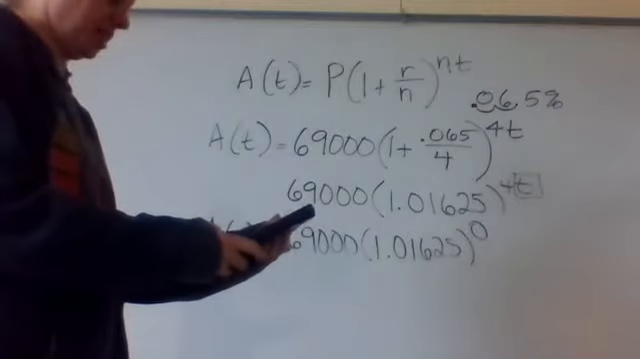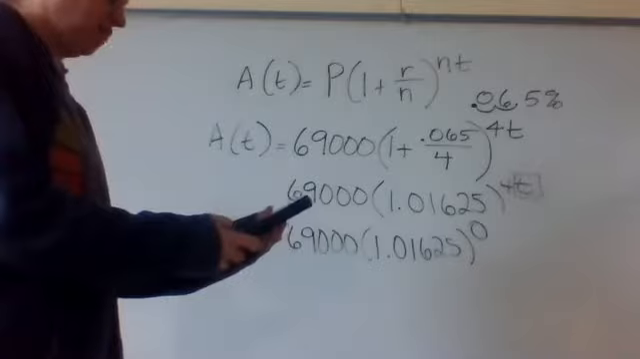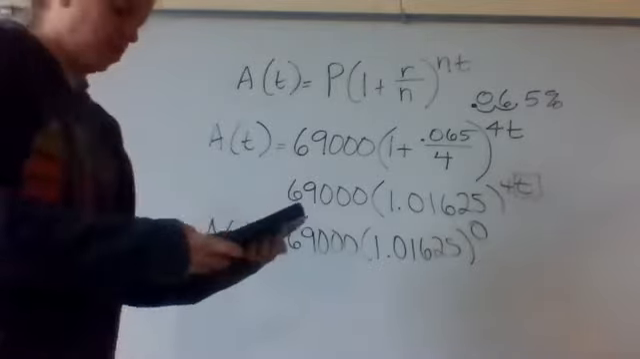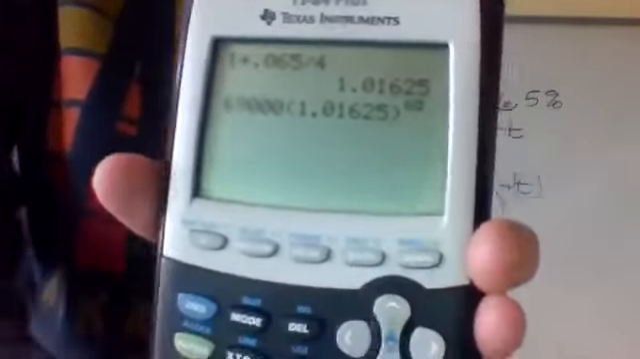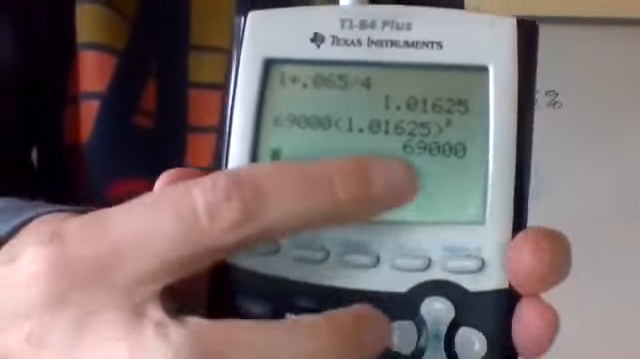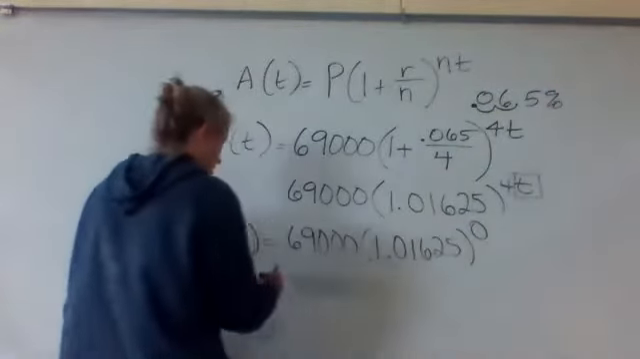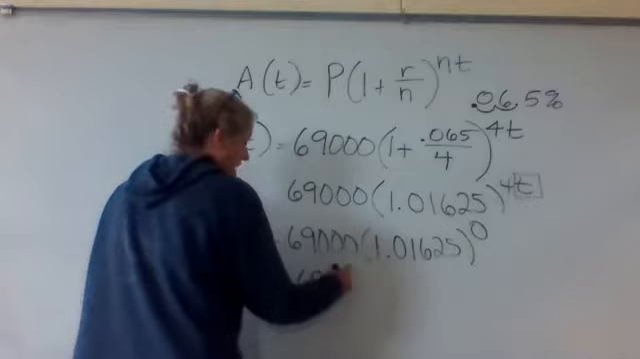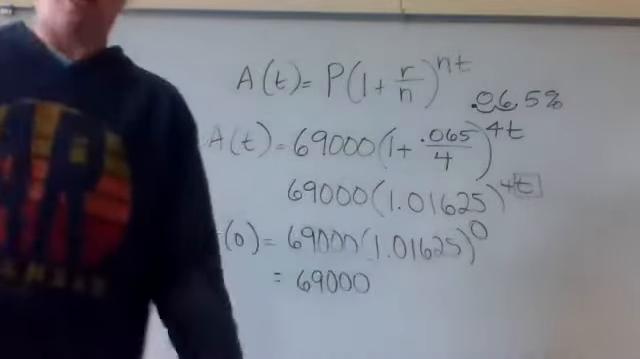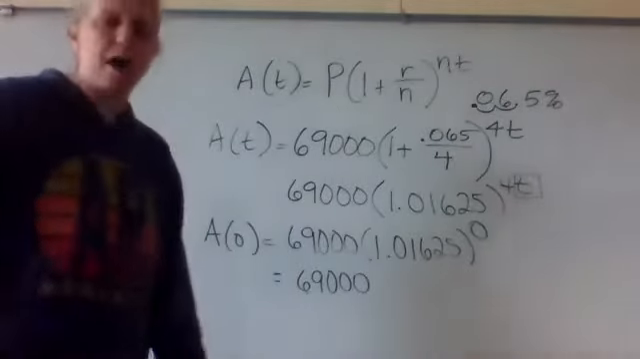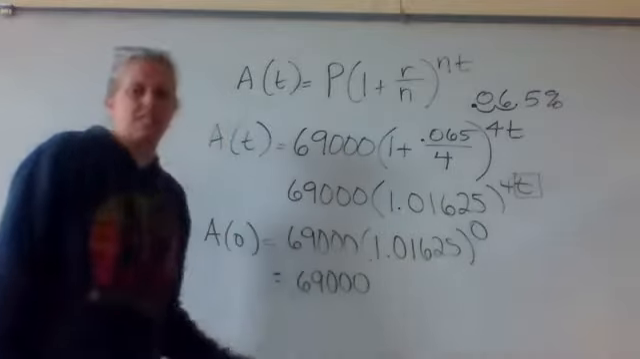So 69,000, open parentheses, 1.01625, close, go up into your exponent and put a 0, just like you see on the board, and hit enter. And it's going to still be 69,000, right? Because your t was 0, which means you haven't had it in the bank any time. You just deposited it. It's not automatically going to make money the second you deposit it. So if you've had it in there 0 amount of time, you're still just at 69,000.